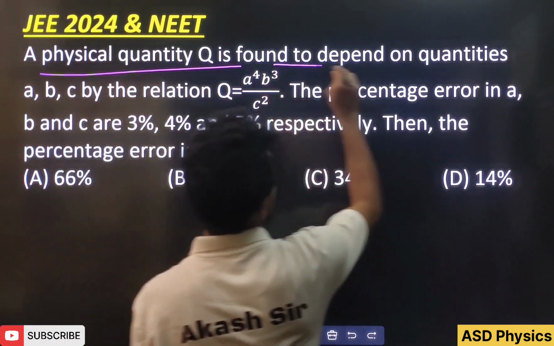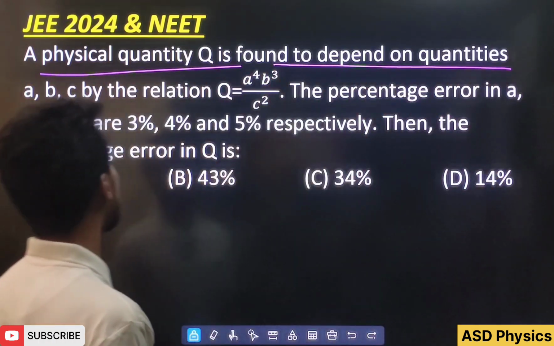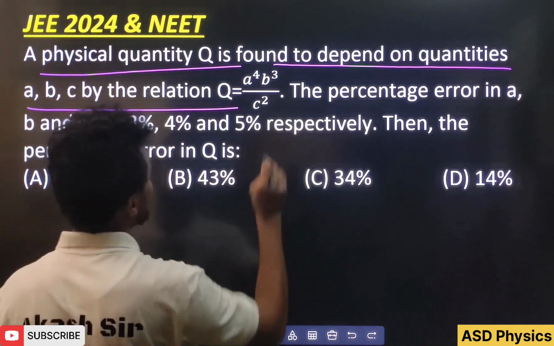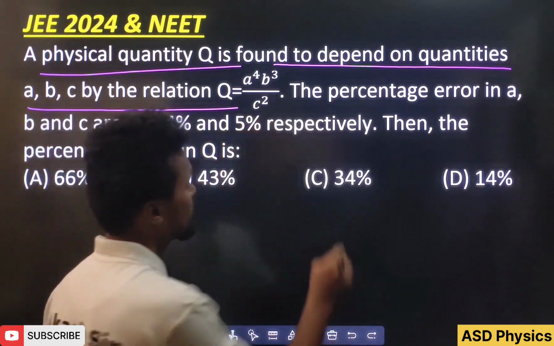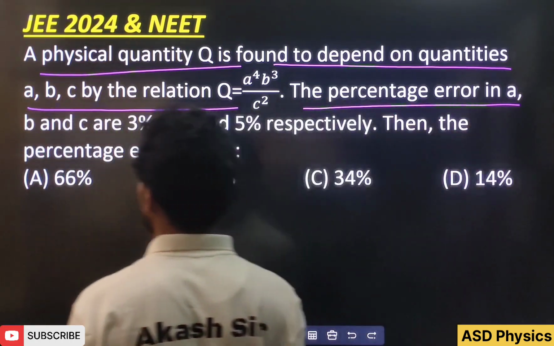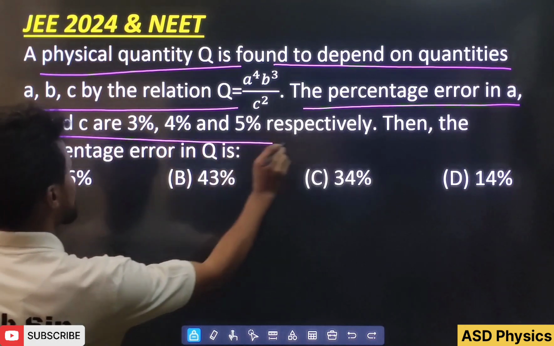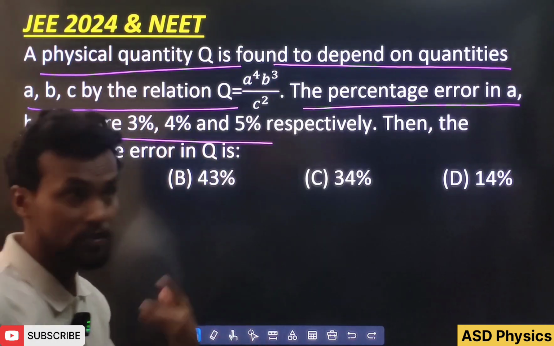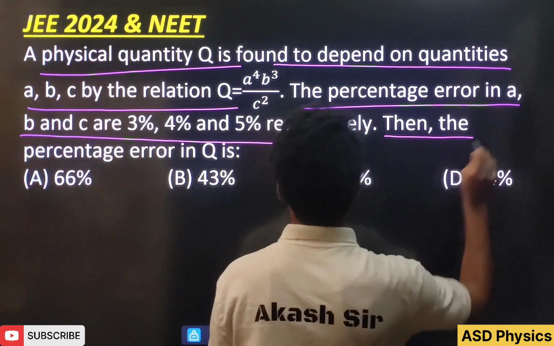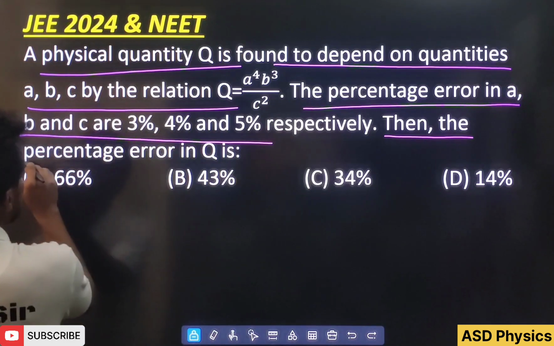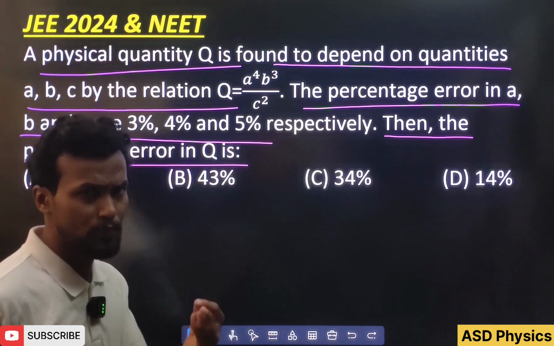A physical quantity Q is found to depend on quantities A, B, C by the relation given here. The percentage errors in A, B and C are given as 3%, 4%, 5% respectively. Then the percentage error in Q is how much, students?